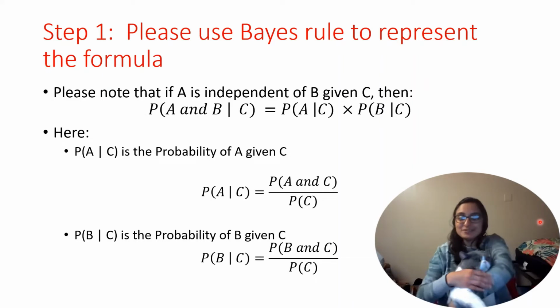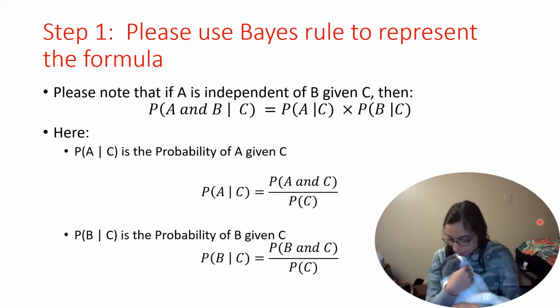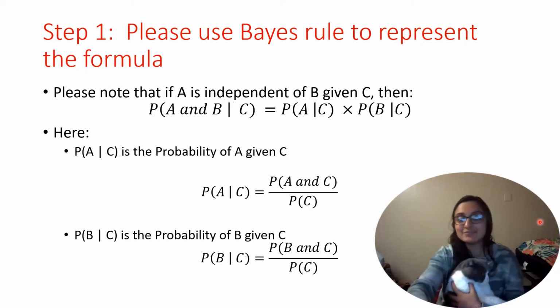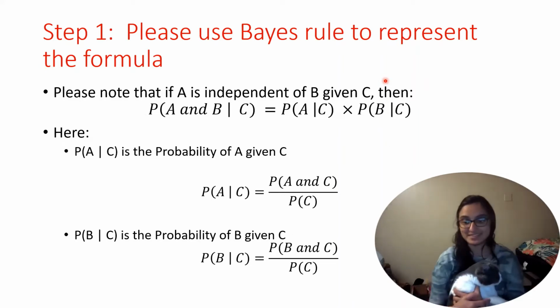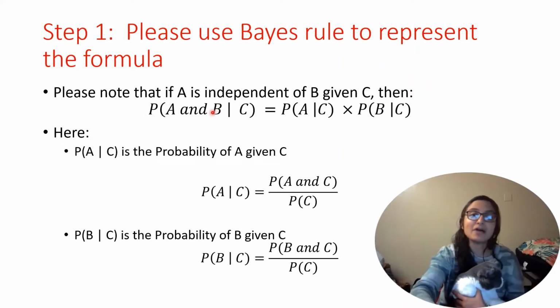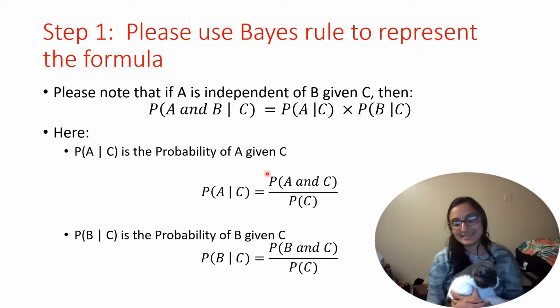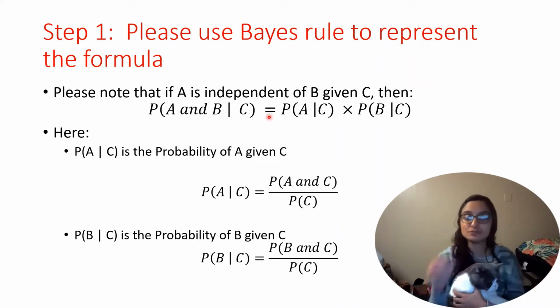So what we're going to use is Bayes' rule, and I have videos going through this. As we just have seen, if A is independent of B given C, then the probability of A and B given C is equal to the probability of A given C multiplied by the probability of B given C for all the possible outcomes of A and B. So we need to use this, and this has to be true for all the outcomes.